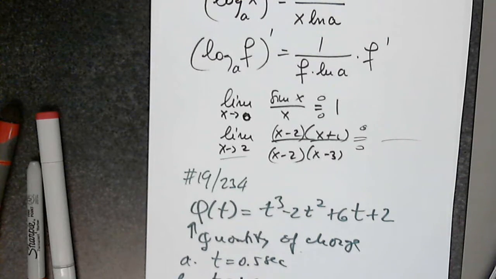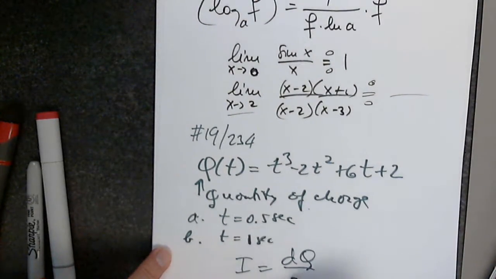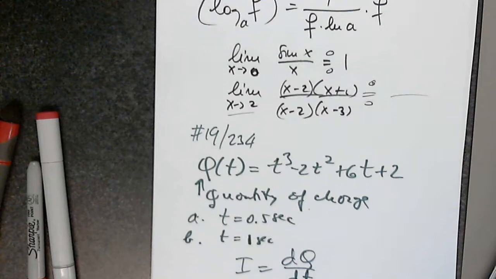So let's go back to example 3. Example 3 is on page 227. So I is dq over dt. I is given by dq over dt.